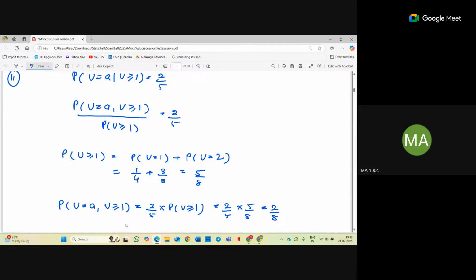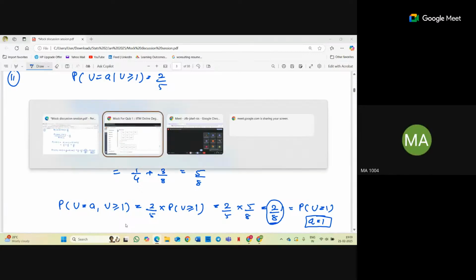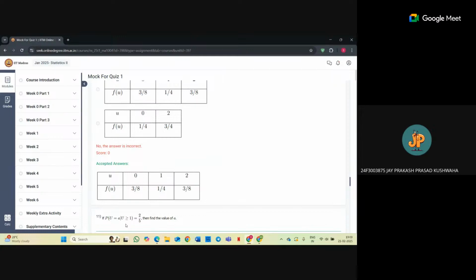Now tell me at what value we are getting the PDF as 2 by 8. At u equal to 1, that is probability of u equals 1. So that means my value of A is 1. Now I got it, this condition I can satisfy. I was thinking 0.25. Got it, everyone? Yes, ma'am. So shall we proceed with the question? Yes, ma'am.